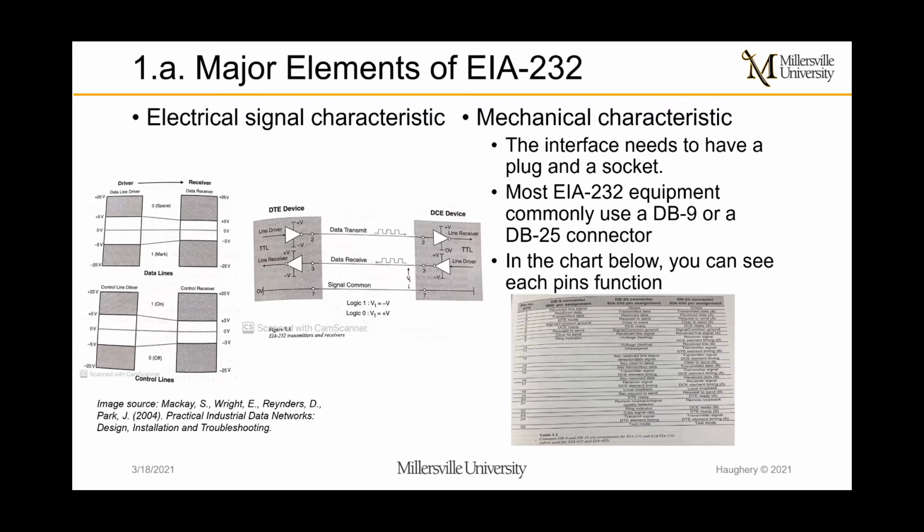There's also the mechanical characteristics, which is the cord itself, which plugs into the socket. Most common EIA-232 equipment uses either a DB9 or a DB25 connector, which is basically just the number of pins on the port or the connector itself.